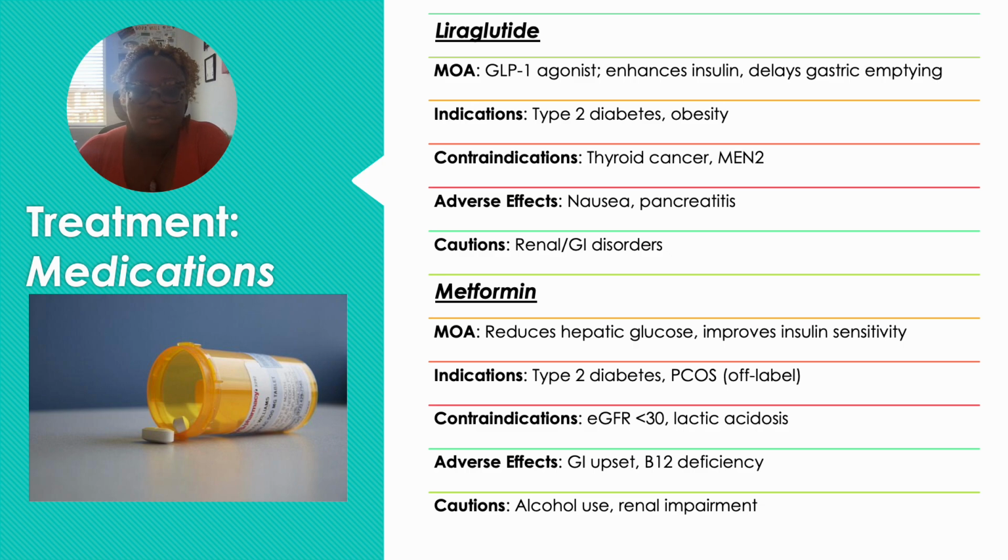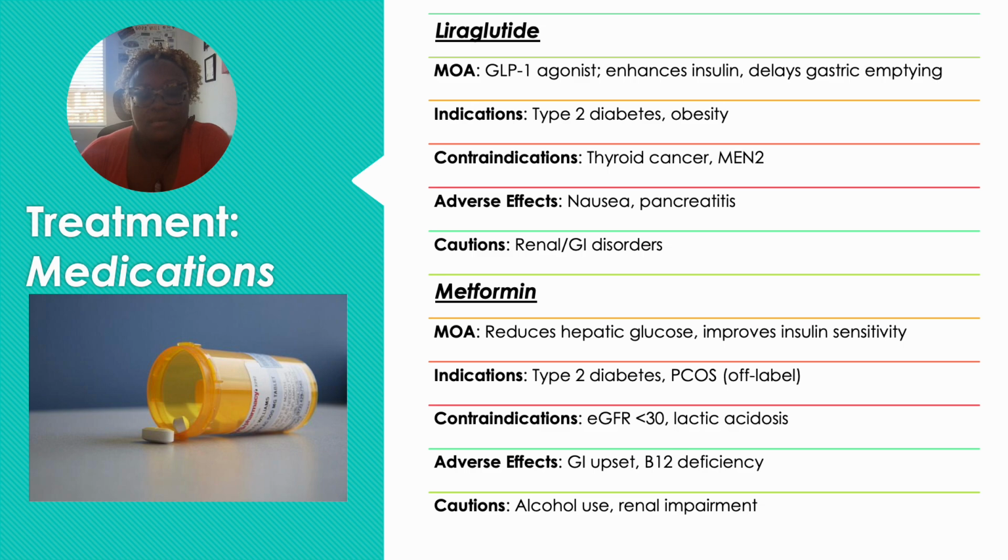So these are one of our GLP-1 agonists. It enhances insulin, delays gastric emptying. We use this for our type 2 diabetics and those that are obese. Some of the contraindications are thyroid cancer and MEN-2. Some of the adverse effects are nausea and pancreatitis. So we want to monitor patients that are on this particular drug. We use this cautiously in patients with renal and GI disorders.